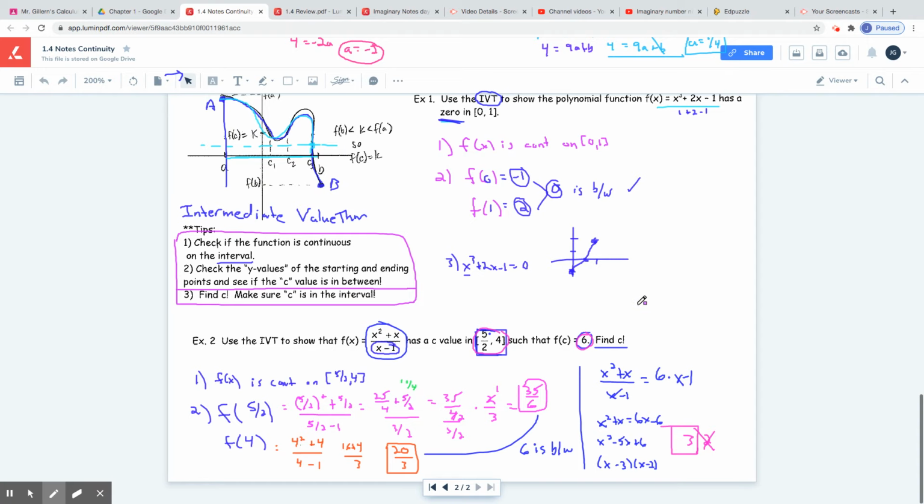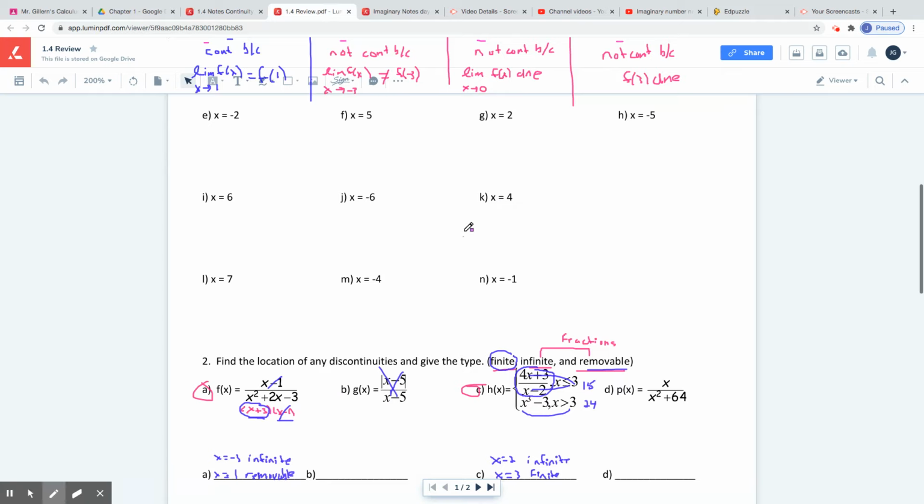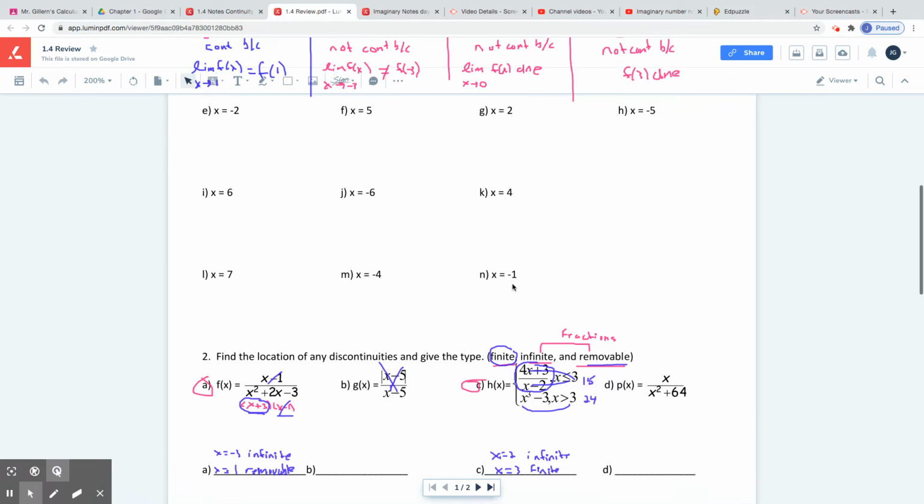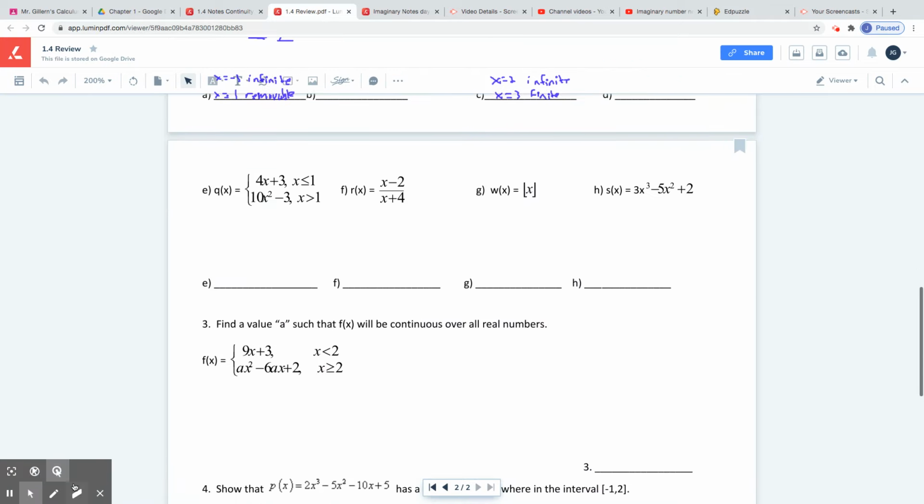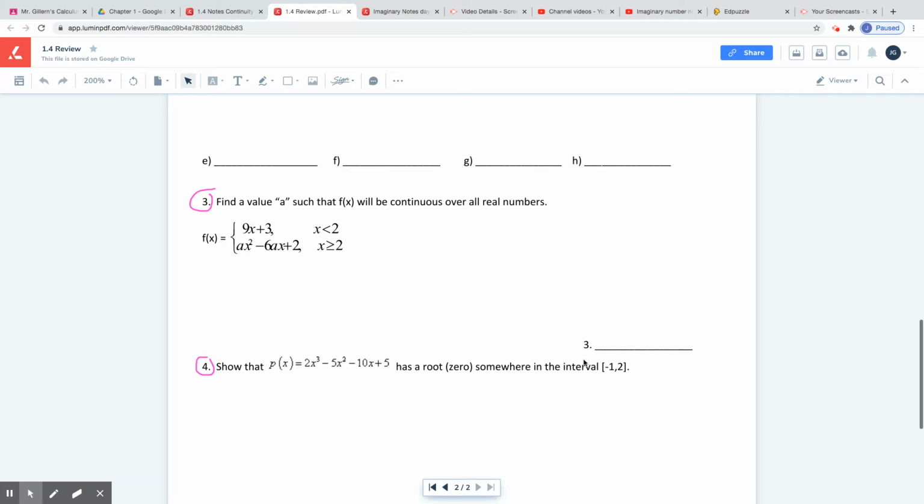What I would like you to do is on that review sheet, which is actually right here, do me a favor and just try 3 and 4. All right, try 3 and 4, and we'll go over those in class tomorrow, and we'll review all the continuity stuff. We're all done with chapter 1.